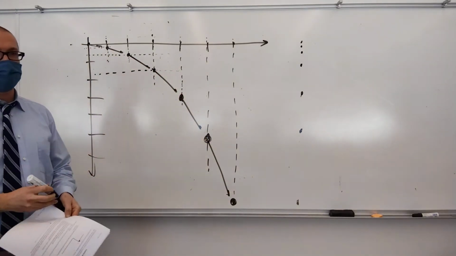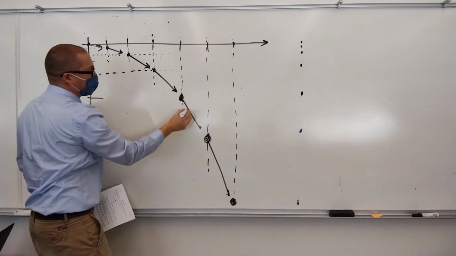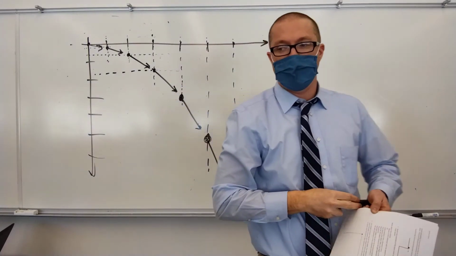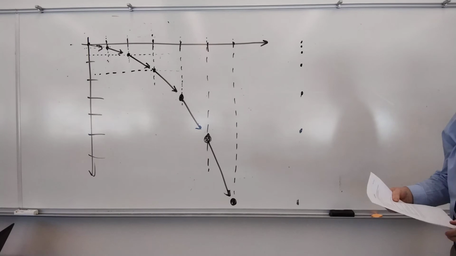Overall, it's getting faster because its velocity is increasing in the y direction. Velocity in the x direction is remaining constant. So it's getting faster overall. It's going to look something like that.